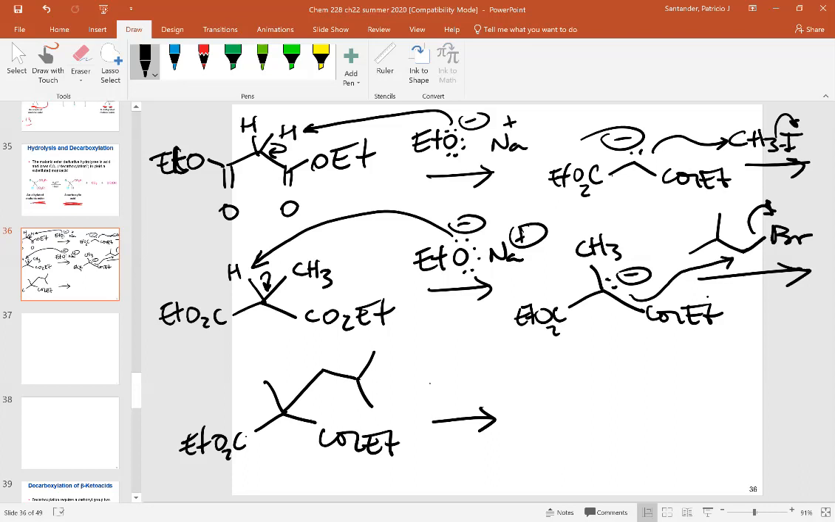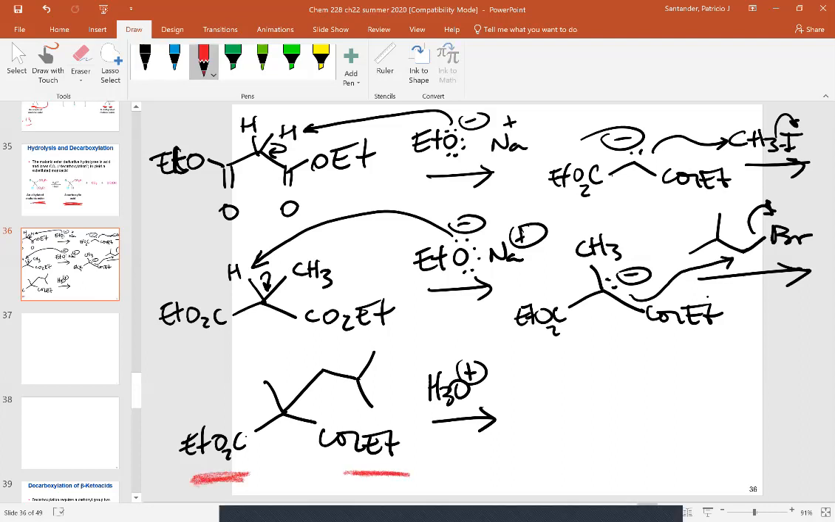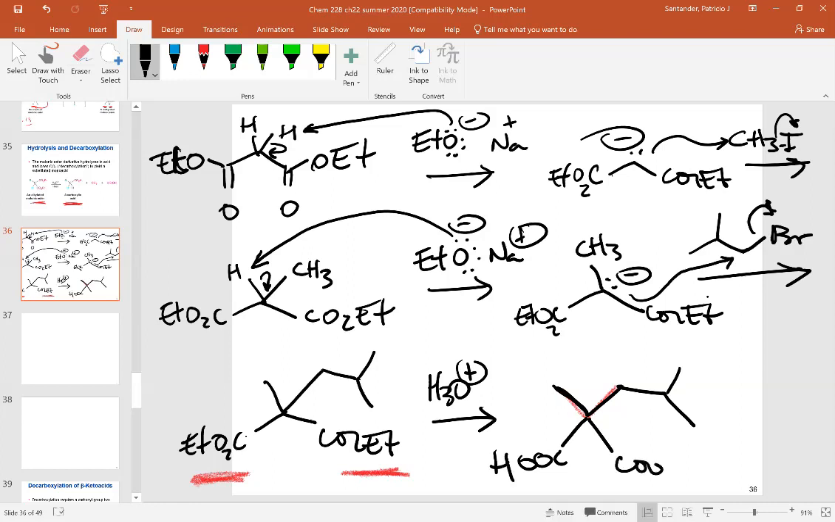And let's say that I perform the hydrolysis as acid catalyzed hydrolysis. So if I have enough acid to hydrolyze this, okay, so I will hydrolyze both esters. And what do you get out of that? So you get the same thing there. And then now you will get carboxylic acid from one end, carboxylic acid from the other end.